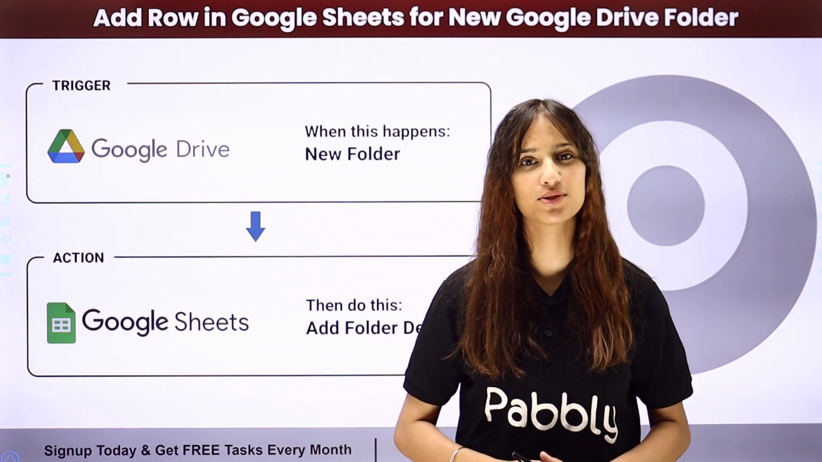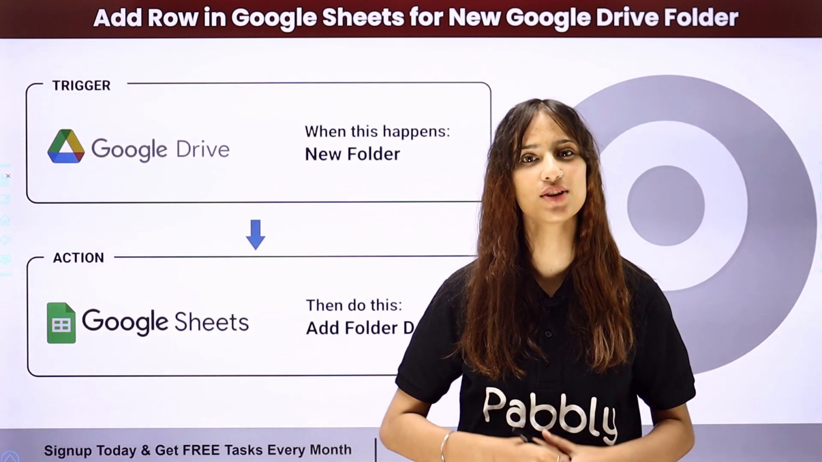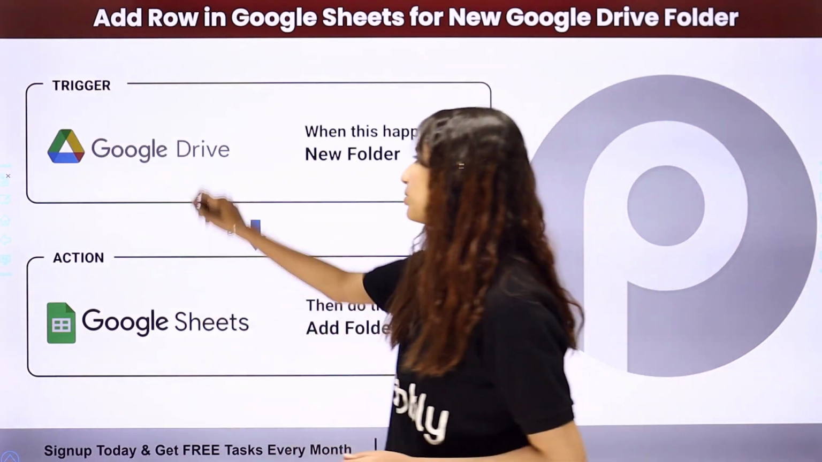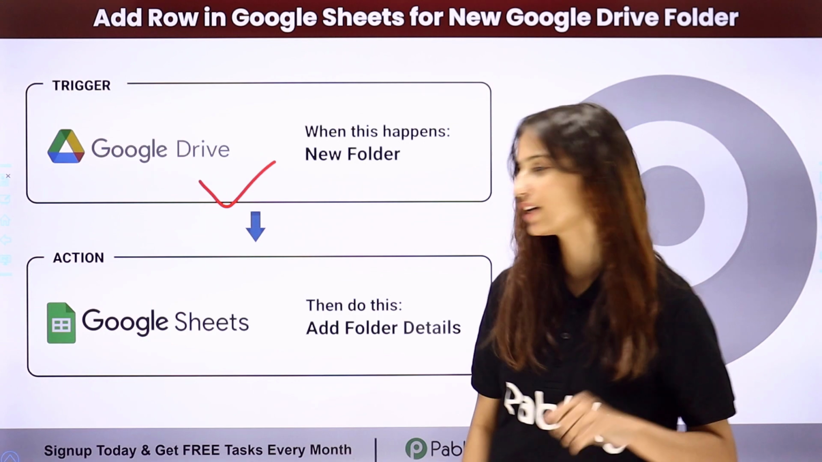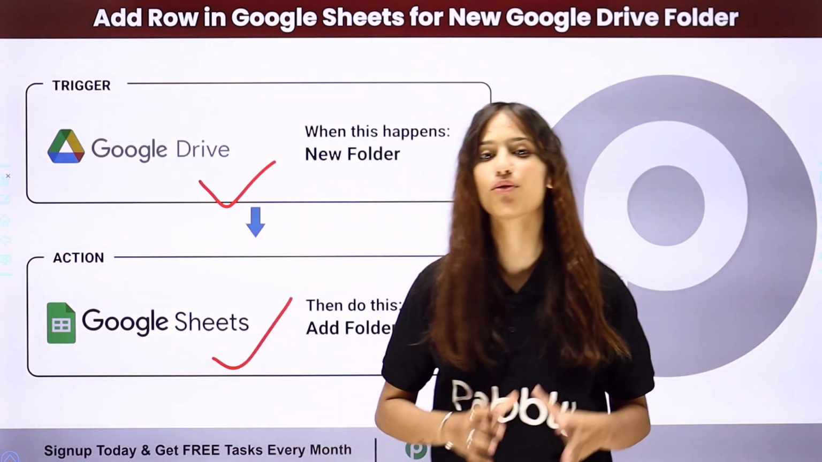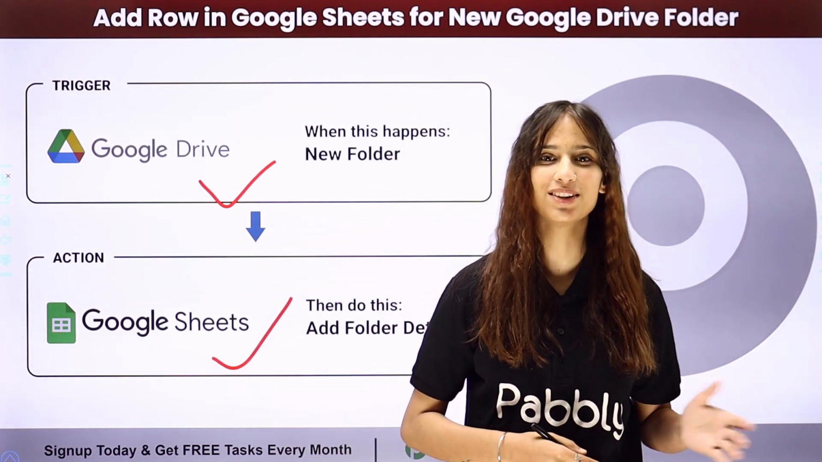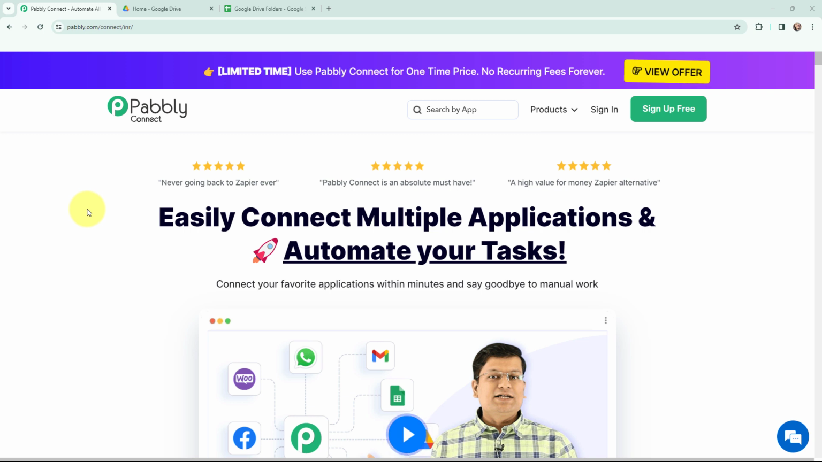So Pabbly Connect follows the concept of trigger and action. So here, my trigger application will be Google Drive and my action application will be Google Sheets. So if you want to learn more about this, follow me through the screen. So in this video, we will understand how to add a new row in Google Sheets for a new Google Drive folder.